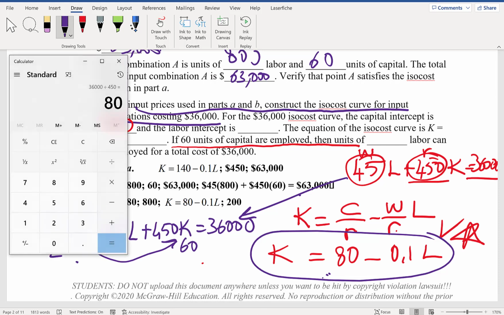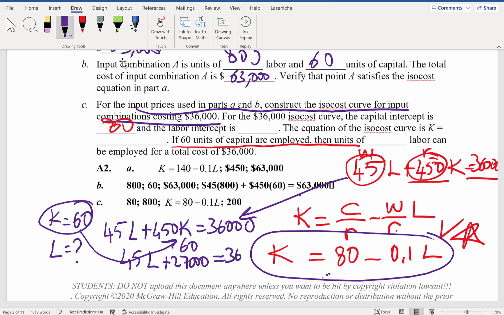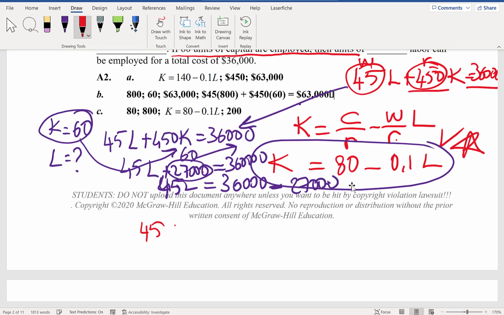So 450 times 60 is $27,000. So it is 45L plus $27,000 equals $36,000. We can throw this to the other side, and its sign is going to change to minus. So 45 times labor equals 36,000 minus 27,000, which is $9,000.